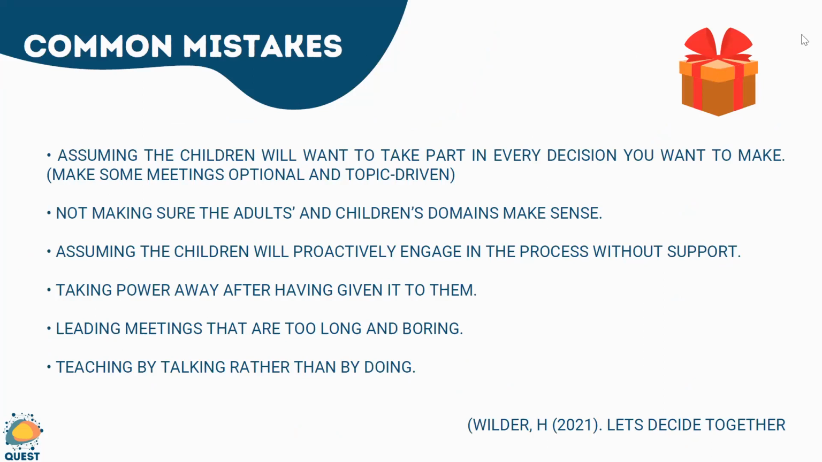Here is just a list of common mistakes that can be made when opening up to consent, circles and sociocracy with students and with children. It's taken from the book by Hope Wilder, Let's Decide Together, that I will show you at the end of the presentation. One mistake is assuming that children will want to take part in every decision you want to make.